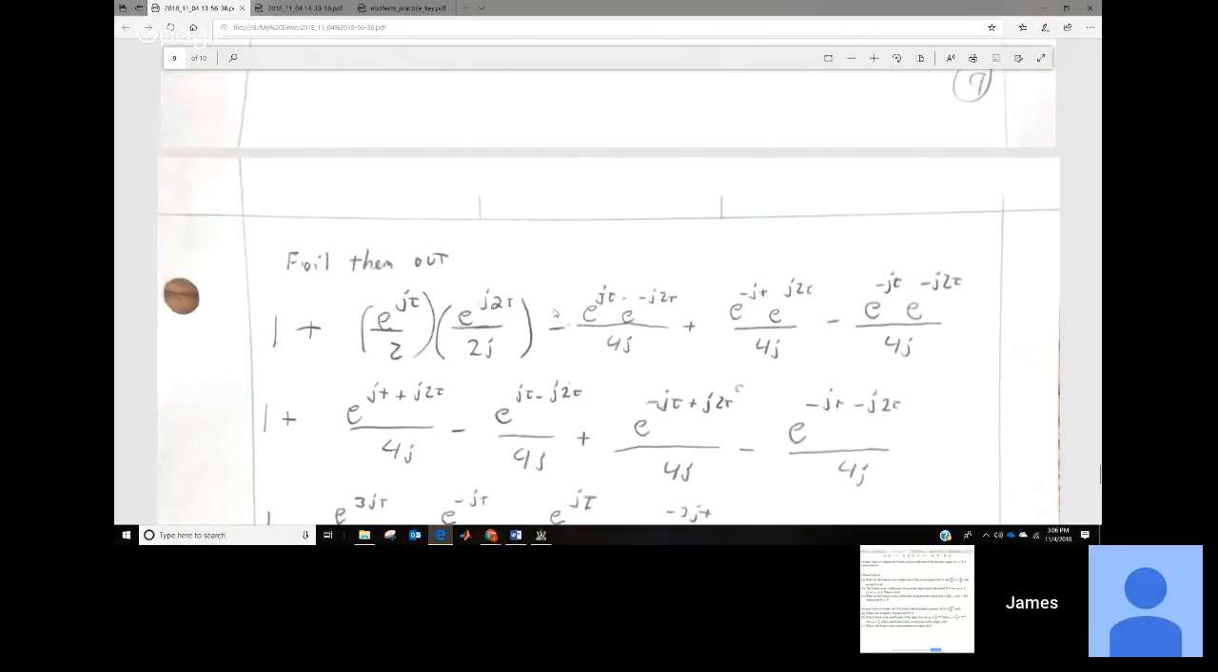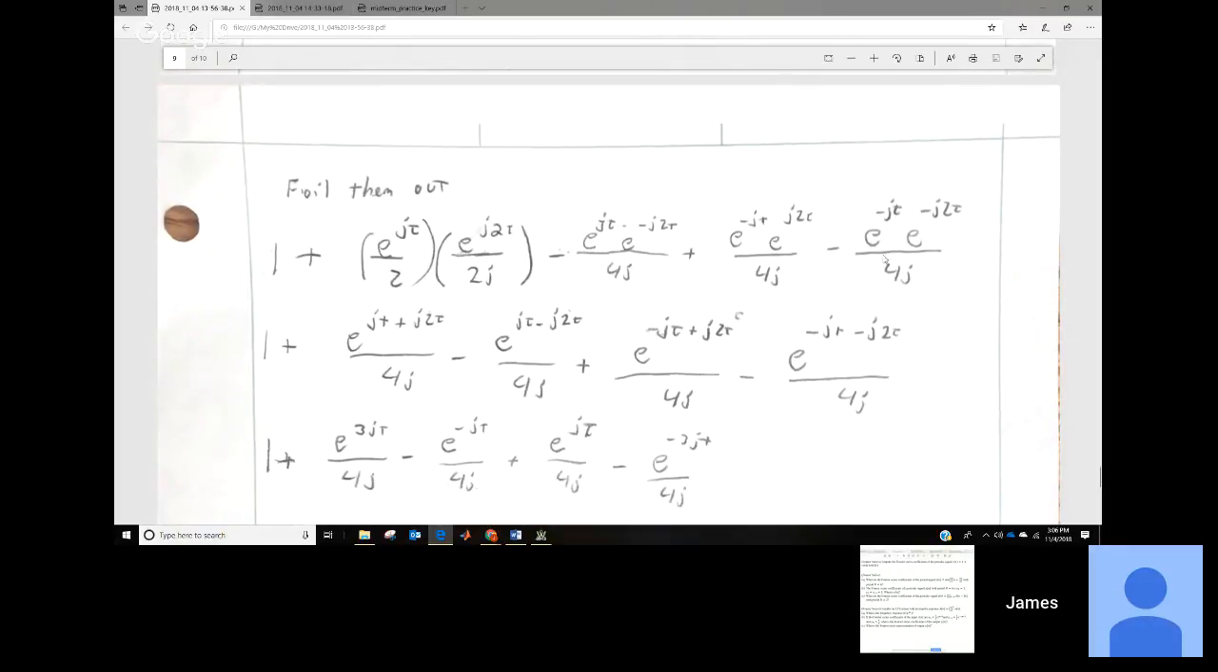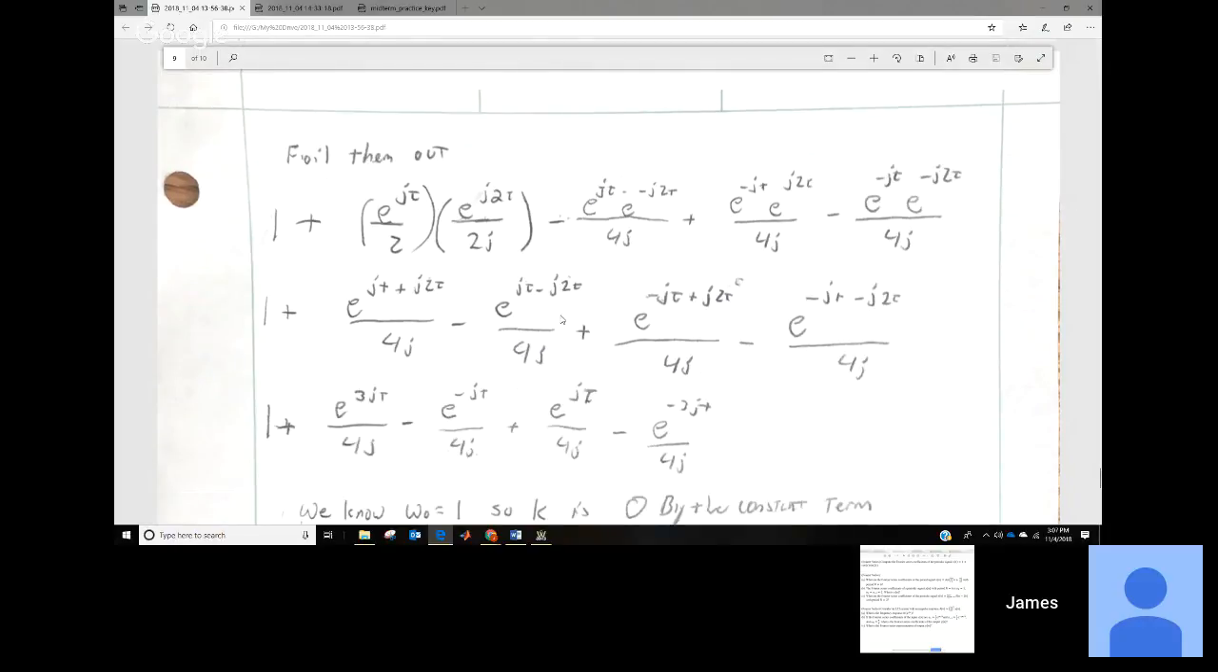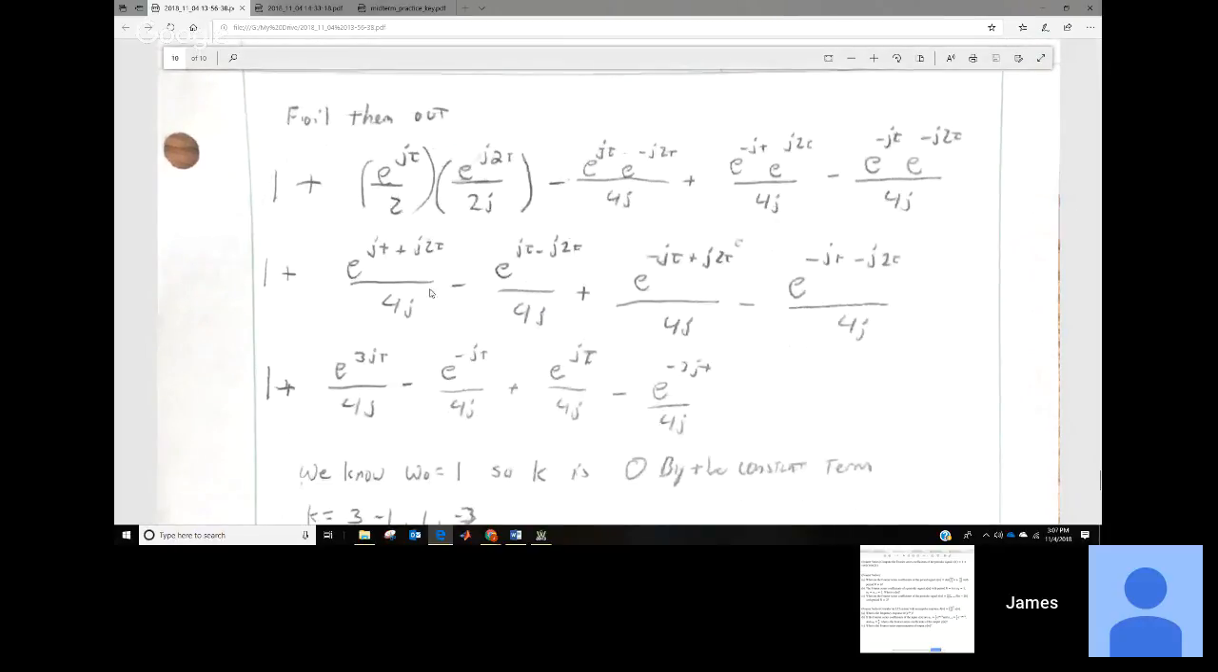I didn't do them in a FOIL order. I just did the process. So anyway, properties of exponents. Whenever we have e to the jt times e to the negative 2jt or any of these exponents, we could just add our exponents. So we just combine our like terms, and that's what this little area is representing.